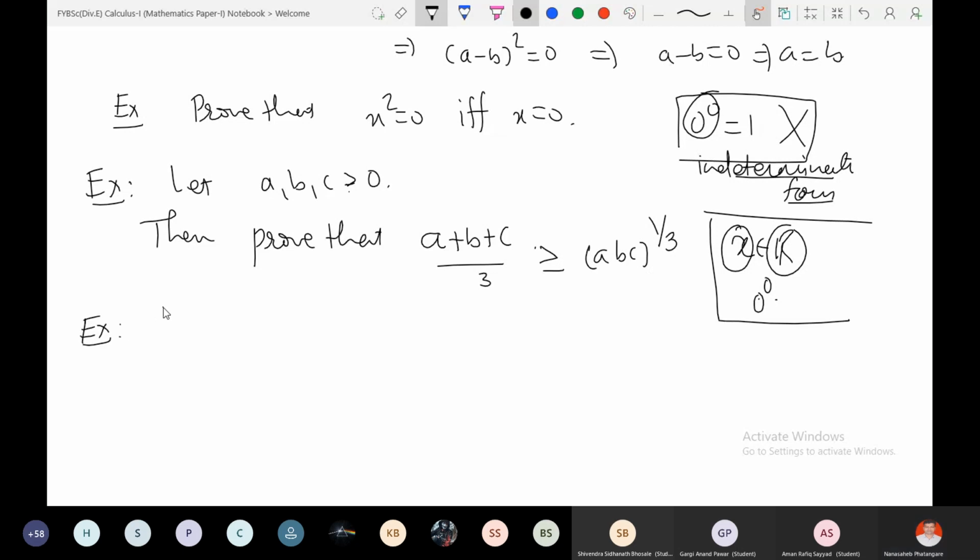Let A1, A2, and so on be positive real numbers. So this is a big exercise. One can work it out and submit it as a big assignment.